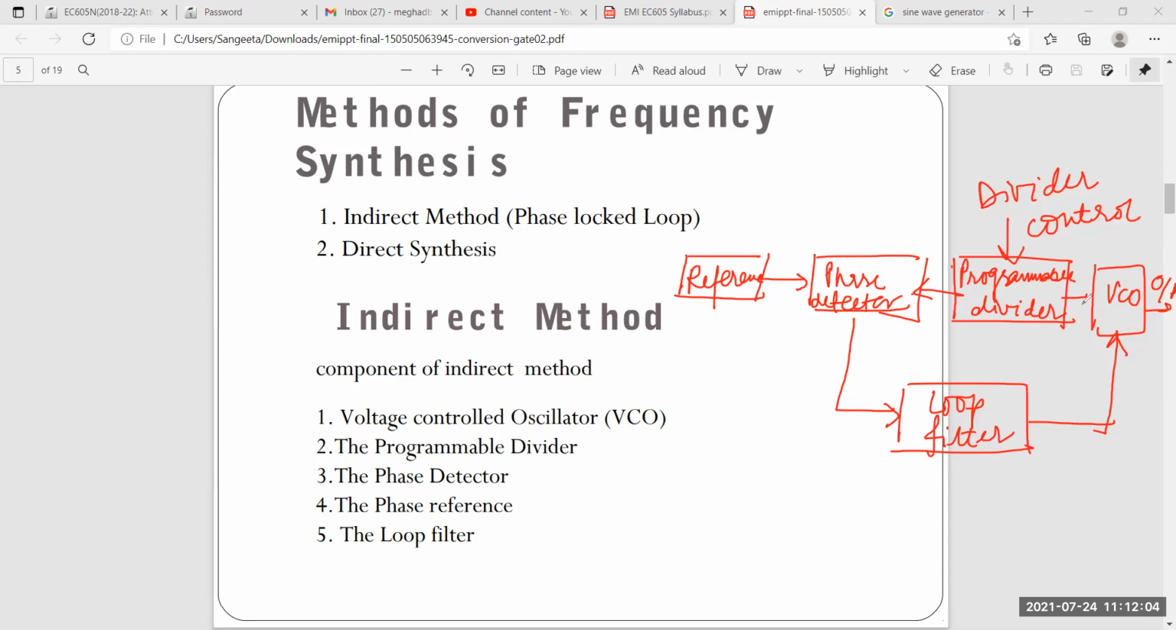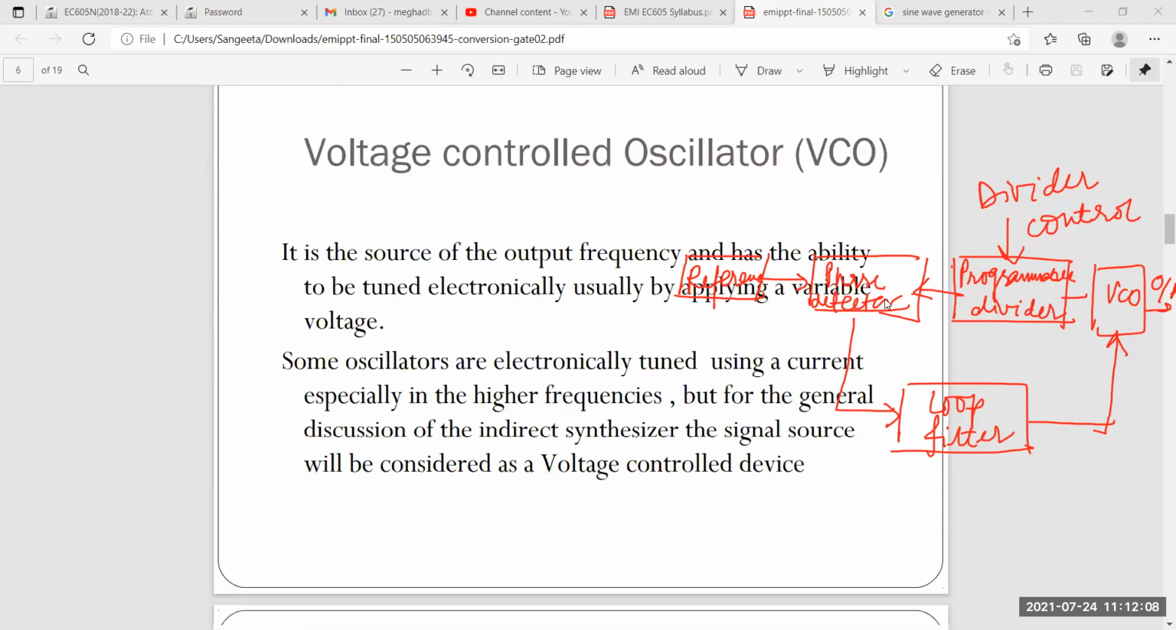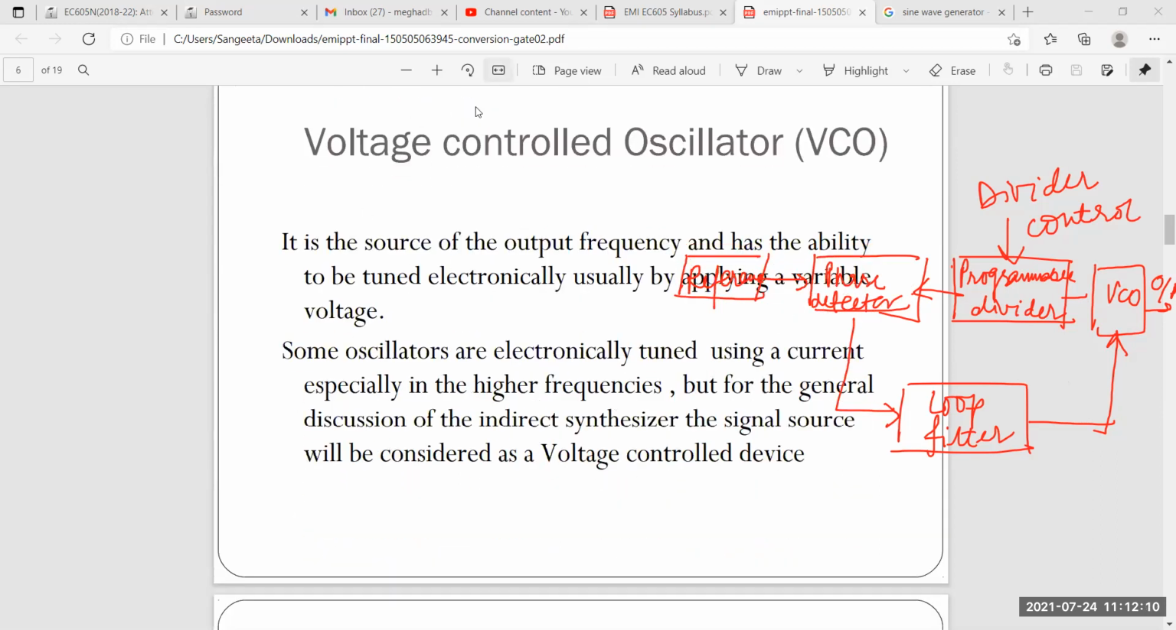Between the VCO and phase detector, there is a loop filter connected. Output we are getting like this. Now let me move to the next slide. We have to discuss VCO here.